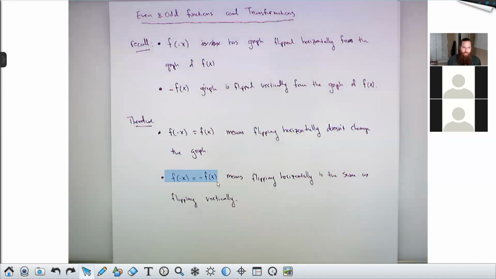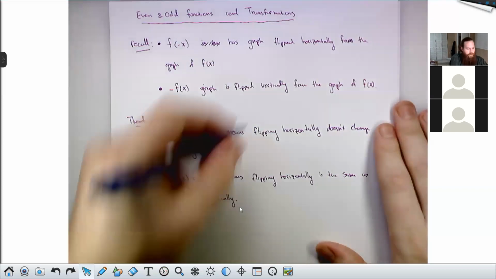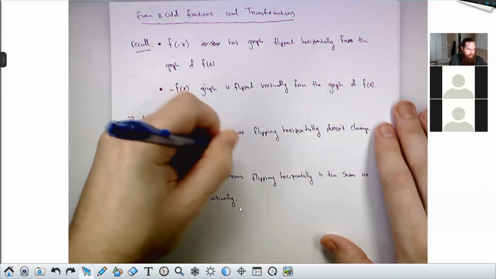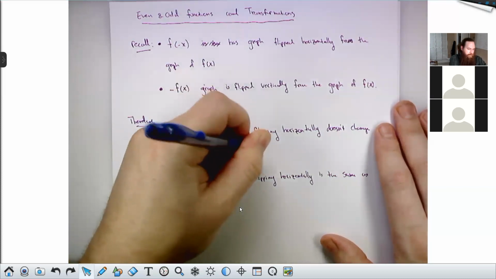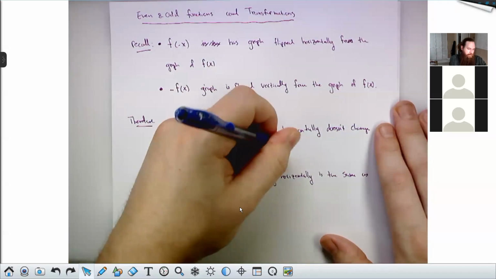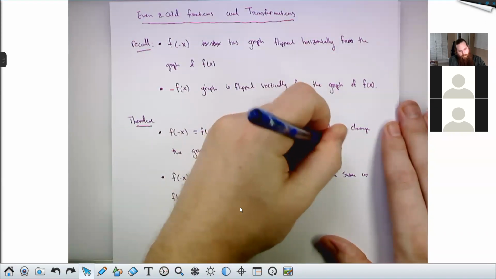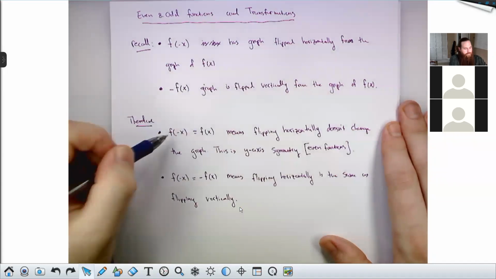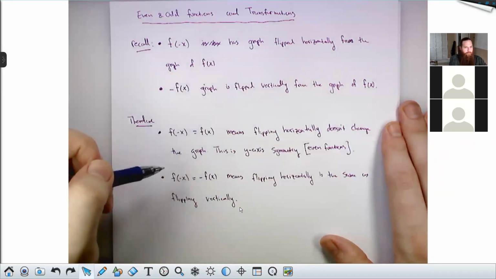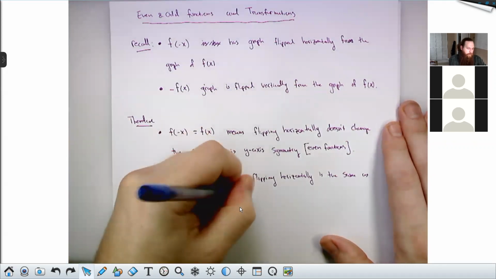Here's the definition of an odd function. And this says that if you flip the graph horizontally, you get the same thing as if you flip the graph vertically. So odd functions have a symmetry where if you flip horizontally, you get the same thing as if you flip vertically. We call this first guy y-axis symmetry. And even functions have this. Because even functions are the functions that satisfy this relationship. And yeah, this second piece we call origin symmetry.